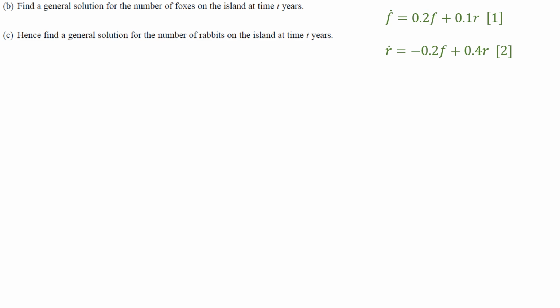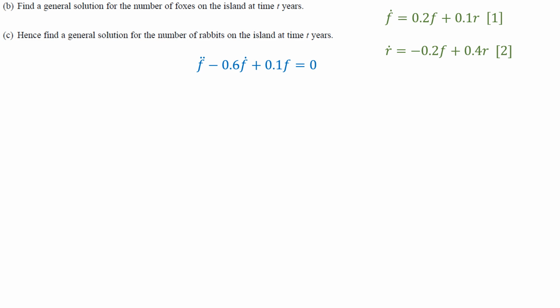The next few marks here are for a general solution for the number of foxes, in other words, f in terms of t, and then a general solution for the number of rabbits. Notice the word hence. It means we can't just go back to square one and solve again the same way we did for f, but doing it for r. What they're looking for is, can you make use of your solution for f in order to find a solution for r? Which, as it goes, is going to be quicker anyway, so it's the better method. But the hence means that even if you decided to use a different method, you wouldn't be getting the marks. They need to see you using the previous part of the question.